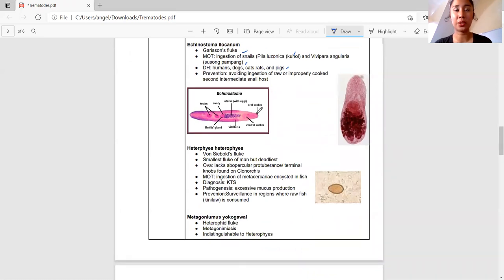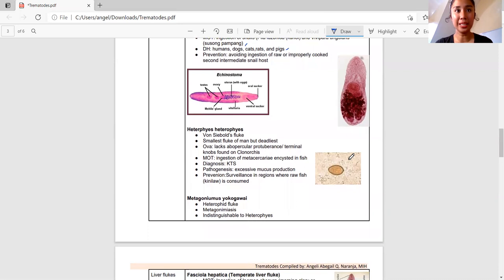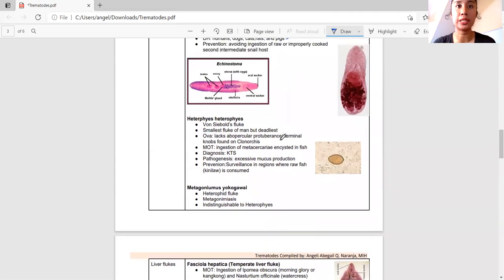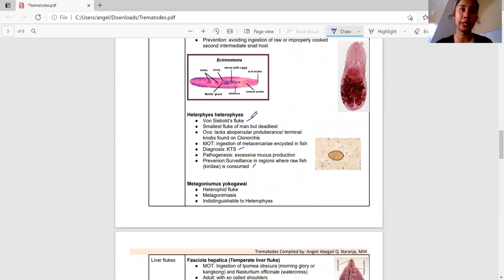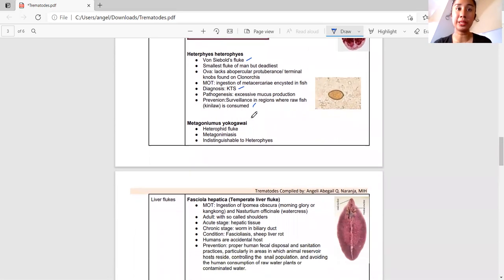Echinostoma, so, it's thinner, just like your Clonorchis. Your heterophyids, so, smallest fluke, but deadliest. Wala akong picture ng heterophyids adult. So, good way to discovering this is KTS. So, yun. Pag kinilaw daw ang mga kinakain, it lacks abopercular protuberance, the opposite side of your operculum. Heterophyids. So, Metagonimus yokogawai is indistinguishable to heterophyids. The other name of it is heterophyid fluke.